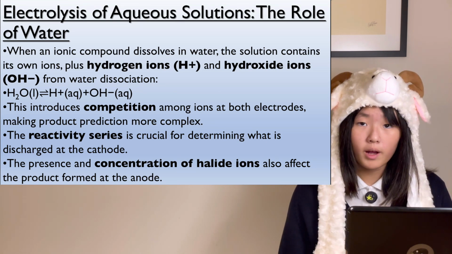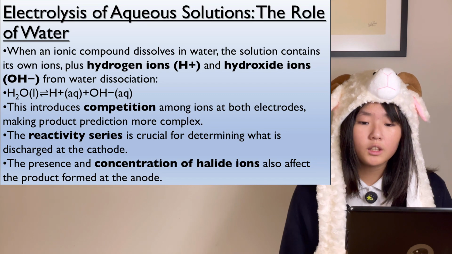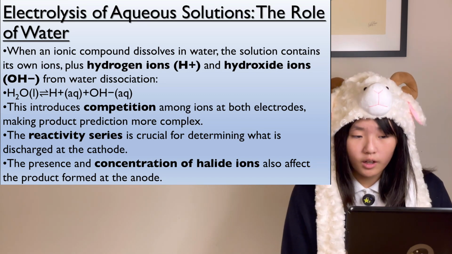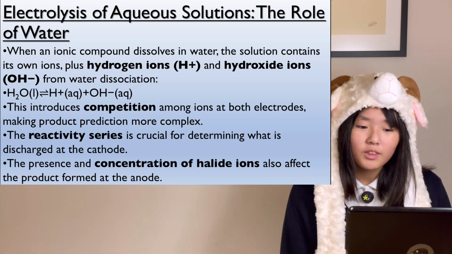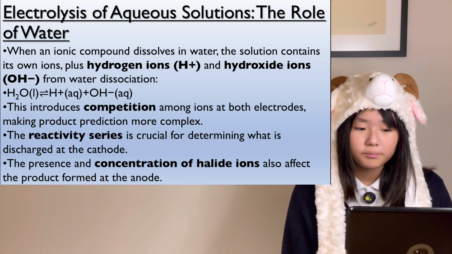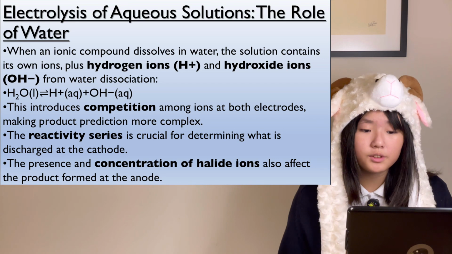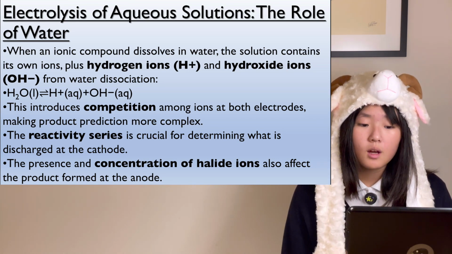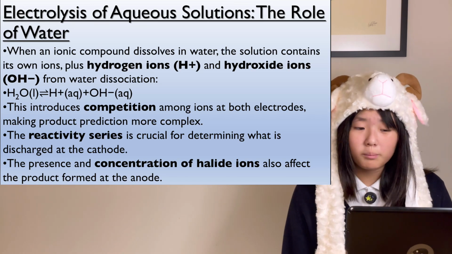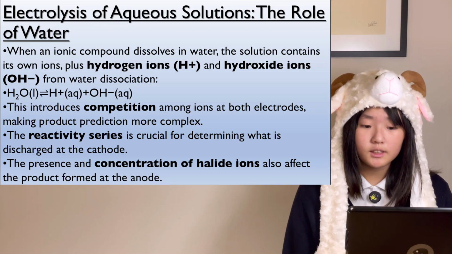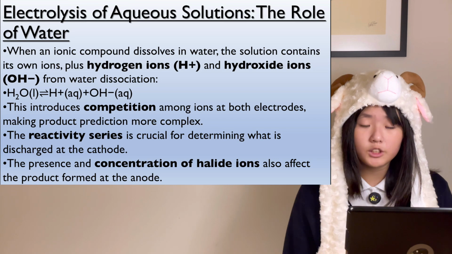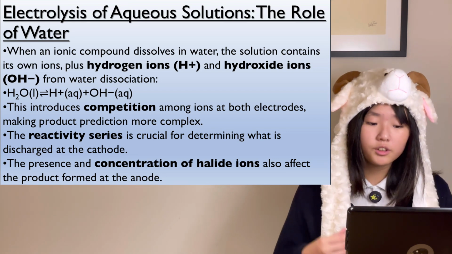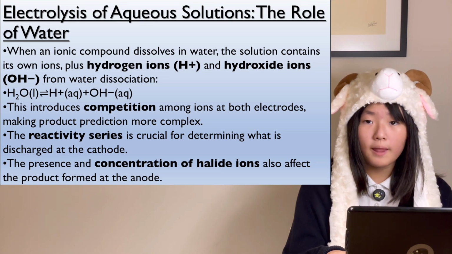When an ionic compound dissolves in water, the solution contains its own ions plus hydrogen ions and hydroxide ions, OH-, from water dissociation. This introduces competition among ions at both electrodes, making product prediction a bit more complex. The reactivity series is crucial for determining what is discharged at the cathode. The presence and concentration of halide ions also affect the product formed at the anode.